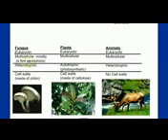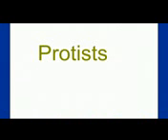If you have these characteristics, multicellular, heterotrophic, cell walls made of chitin, you're a fungus. If you're multicellular, photosynthetic, and have cell walls made of cellulose, you're a plant. And if you're multicellular, heterotrophic, and lack cell walls, you're an animal. So this leaves everything else dumped into the protist kingdom.